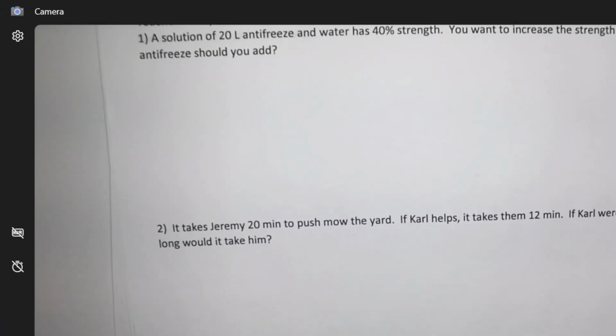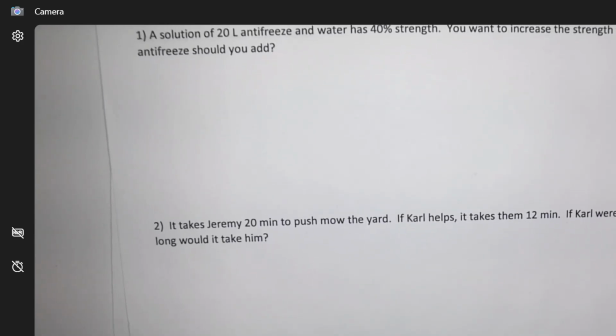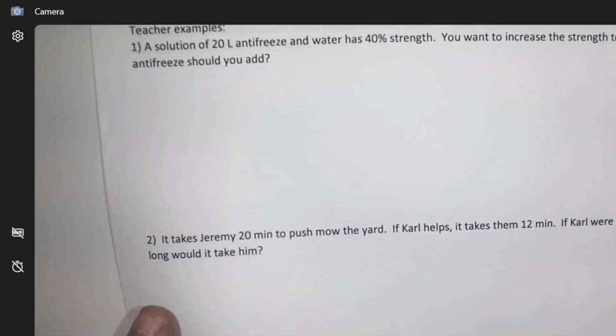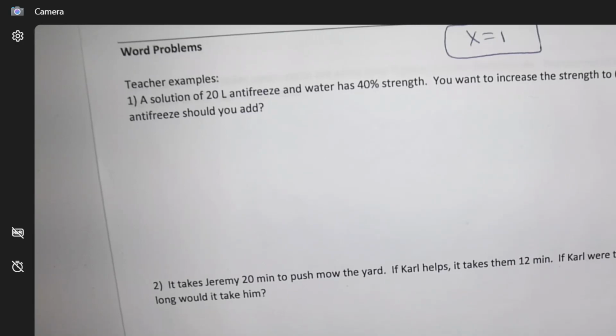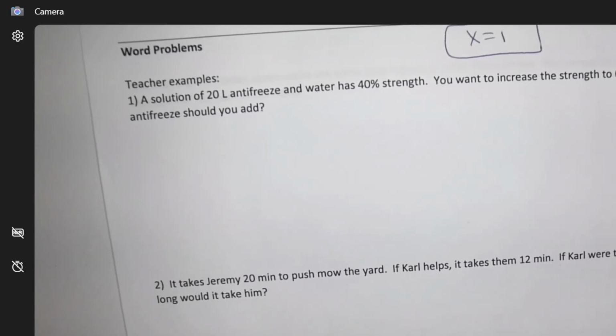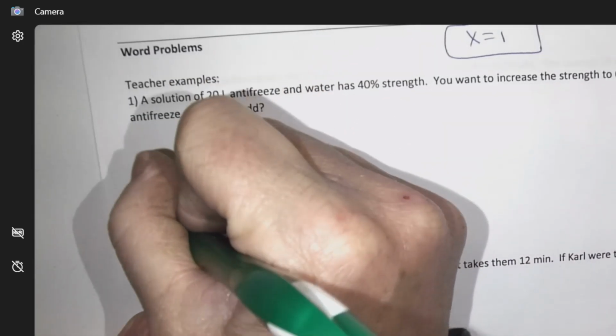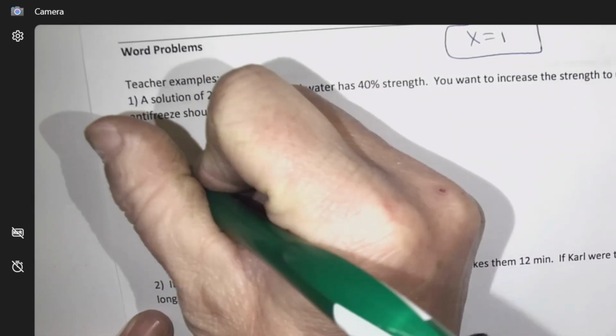Okay, so word problems, we have kind of 4 types. We're going to go through them. So this first type I would call a chemical solution. Okay, so this is what is going on. You have like a container.